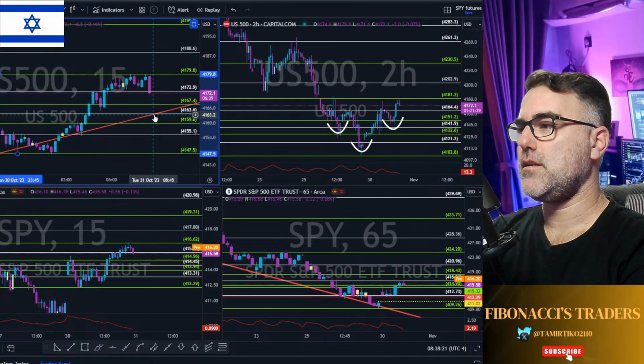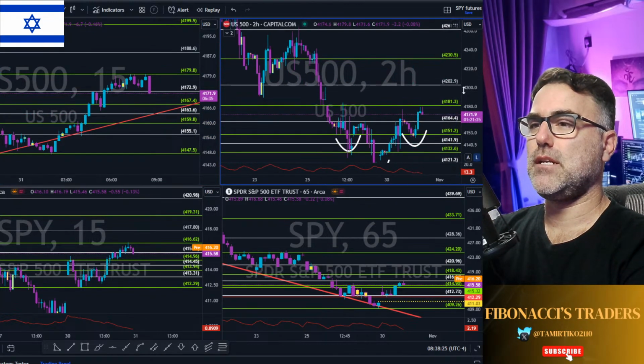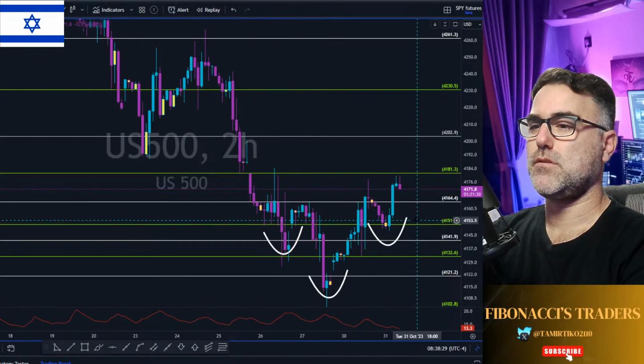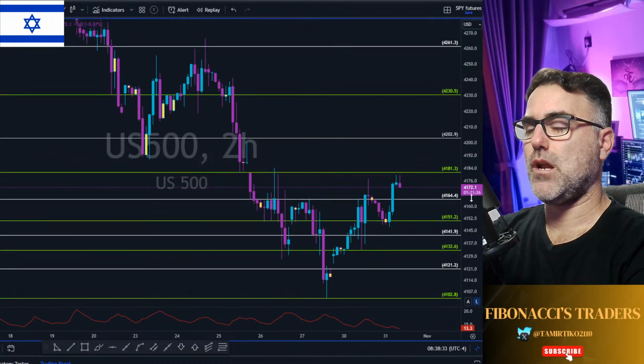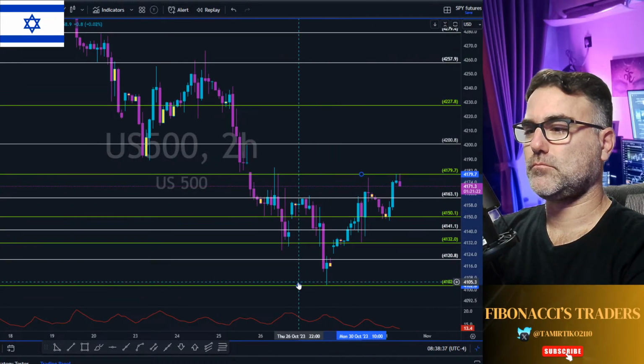41.67, and then this red trend line to the downside. This inverted head and shoulders, this is why we don't follow patterns. Patterns are not reliable. What's reliable? Fibonacci. That's it.